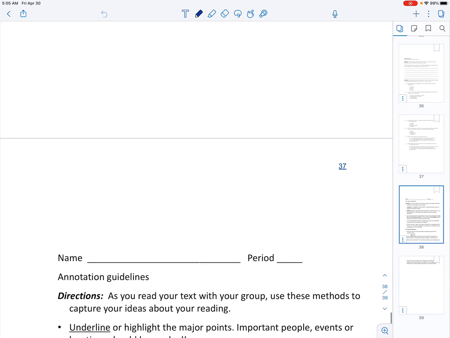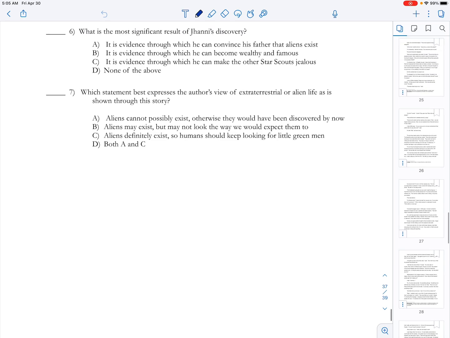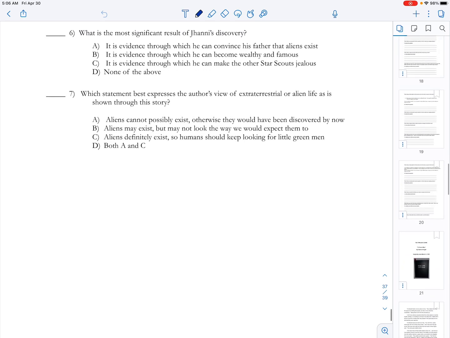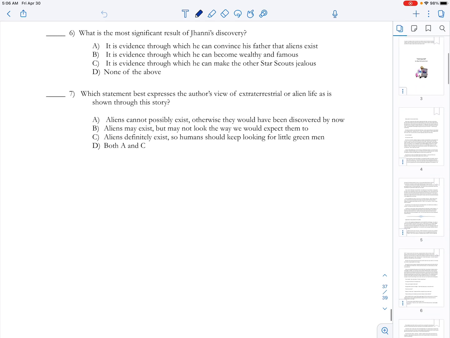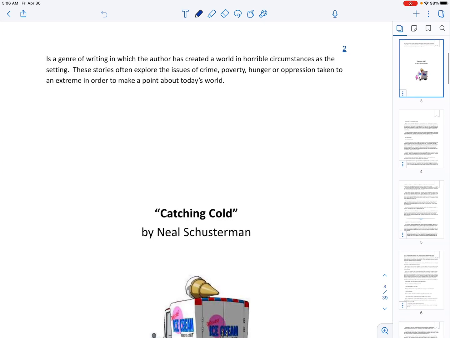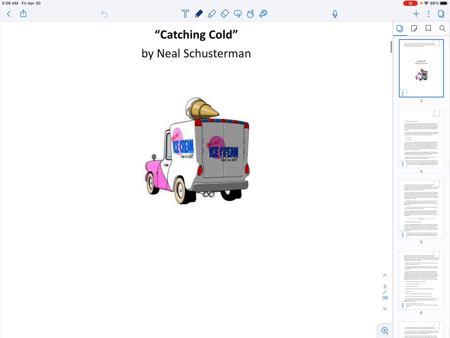Okay, so let's go back up to the story Catching Cold. It is one of the longer stories in the packet, and it's full of some really interesting details. So let's take a look. We've got a picture of an ice cream truck. I don't know about you, that makes me wonder, but let's read on and find out.